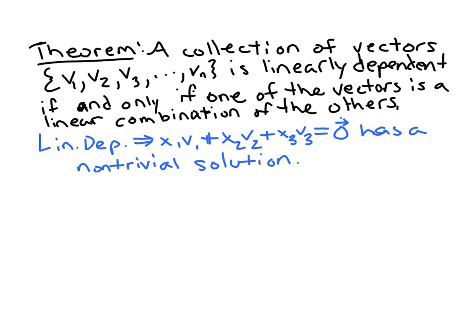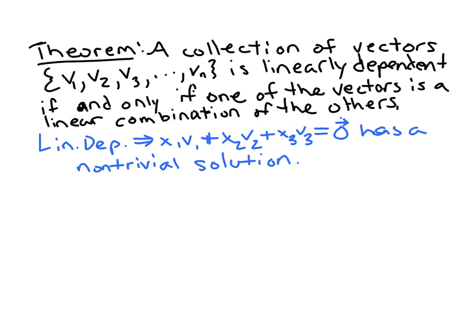And so a non-trivial solution means that at least one of these, x1, x2, x3, is non-zero. The trivial solution, remember, is the one where all of these coefficients, x1, x2, x3, have to be 0. And that's what gives you linear independence. But if the collection is linearly dependent, then we have a solution where x1, x2, x3 are not all 0.